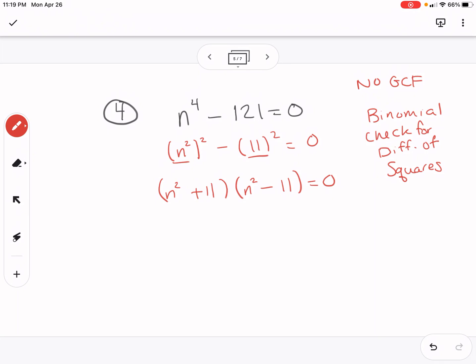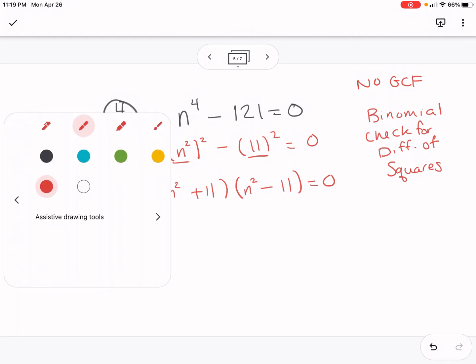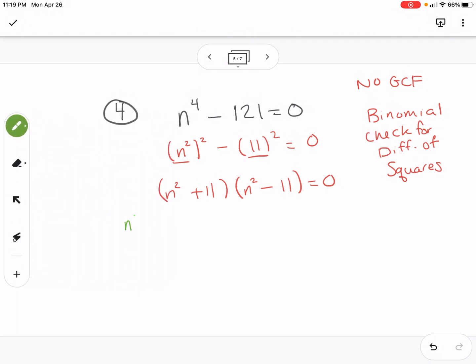Now from here, you would want to look for another difference of squares. The first one is plus, so it's not. The second one is minus. So it is a difference, but 11 is not the square of a number, so we can't factor this anymore. So we'd stop there, and then our next step would be to set each factor equal to 0 and solve for n.